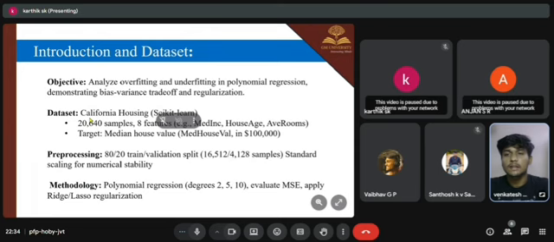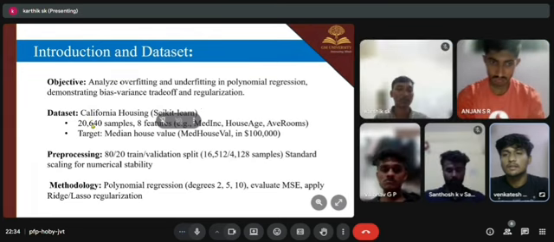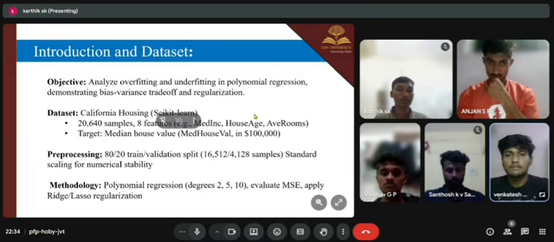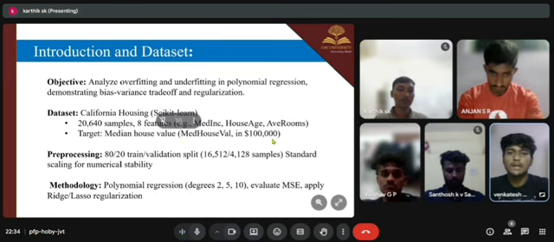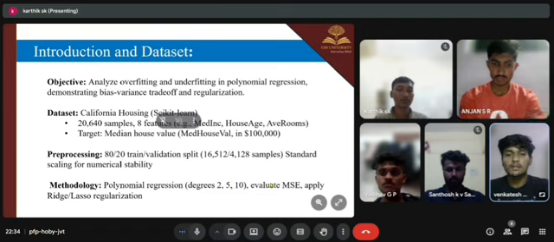The dataset is California housing from scikit-learn, 20,000 some samples and 8 features, including median income and house age, average rooms. The target is median house value, in units of 1 lakh dollars. Preprocessing: an 80/20 train-validation split, and standard scaling for numerical stability. The methodology is polynomial regression with degrees 2, 5, and 10, evaluate the MSE, and apply ridge and lasso regression.